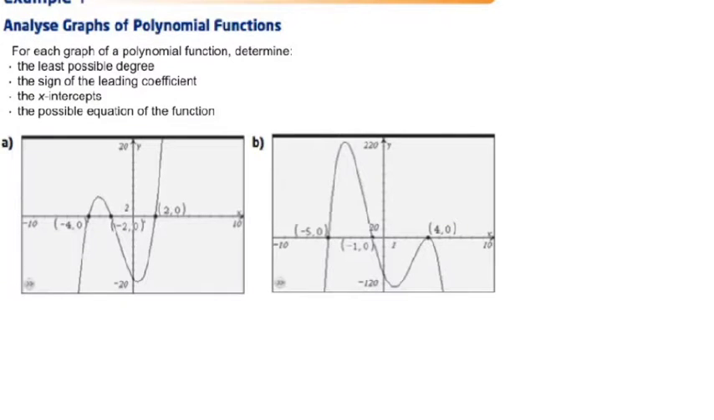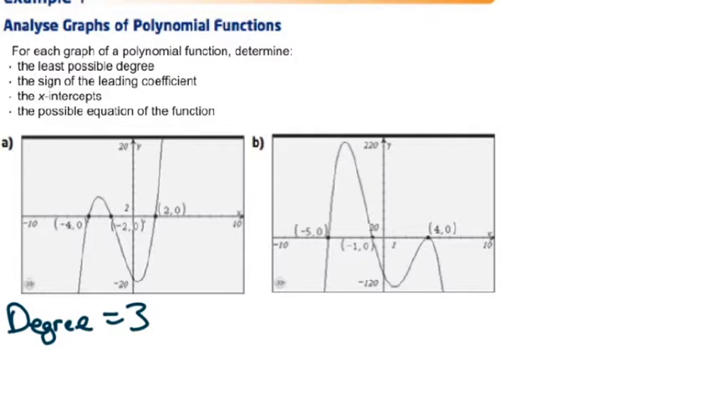So we're now going to look at these functions based on the graph and analyze them to come up with an equation. To find the least possible degree, we need to look at the x-intercepts and the behavior at them. So in question A, we have 3 x-intercepts. All of them pass straight through, so they're all multiplicity 1. So in A, the degree would be 3.